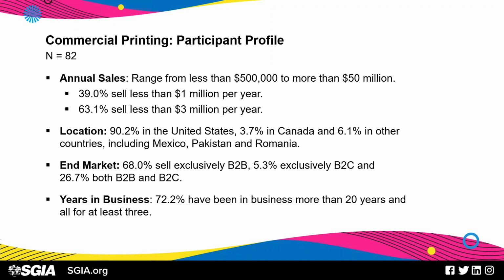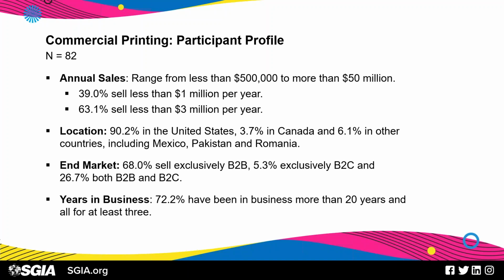Let's begin with commercial printing. 82 companies that participated in our research define their primary business as commercial printing, and they are a diverse group with annual sales ranging from less than $500,000 to more than $50 million, but representative of the commercial printing segment at large, the majority are small. 63.1% have annual sales of less than $3 million.